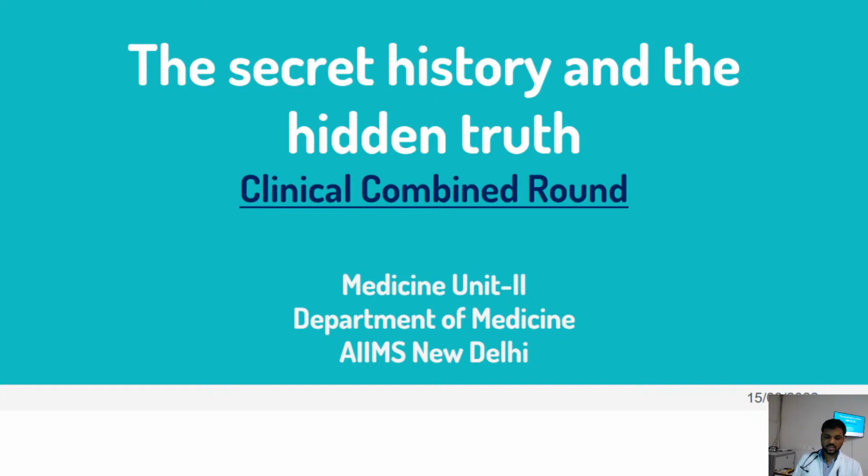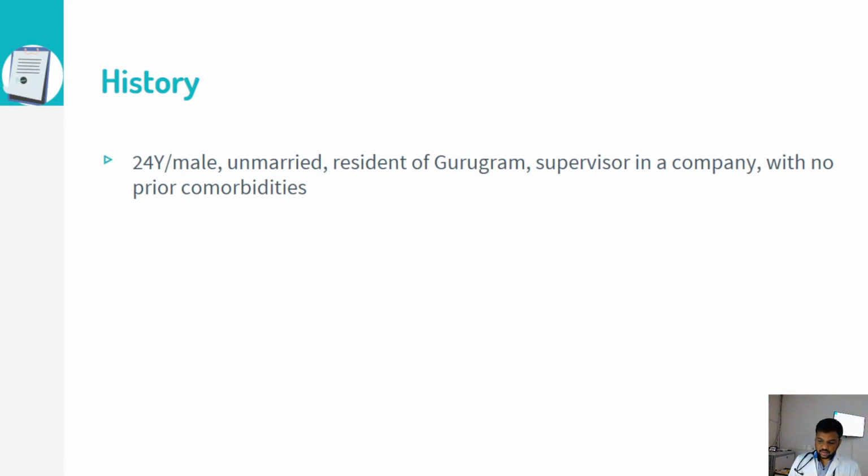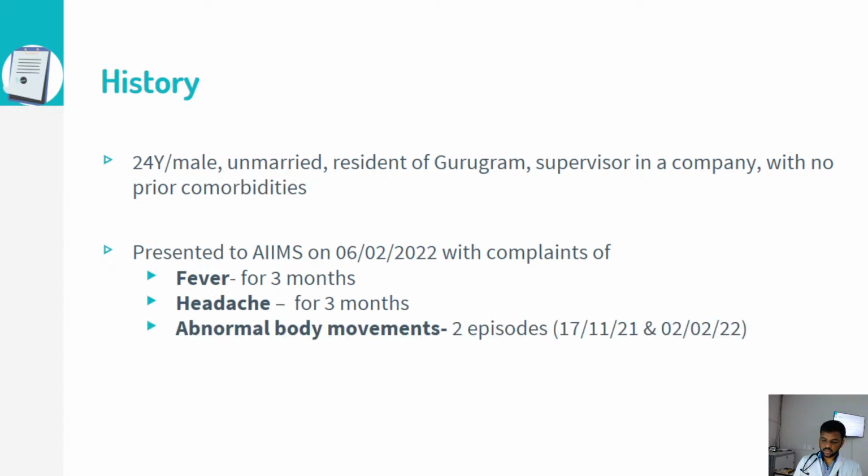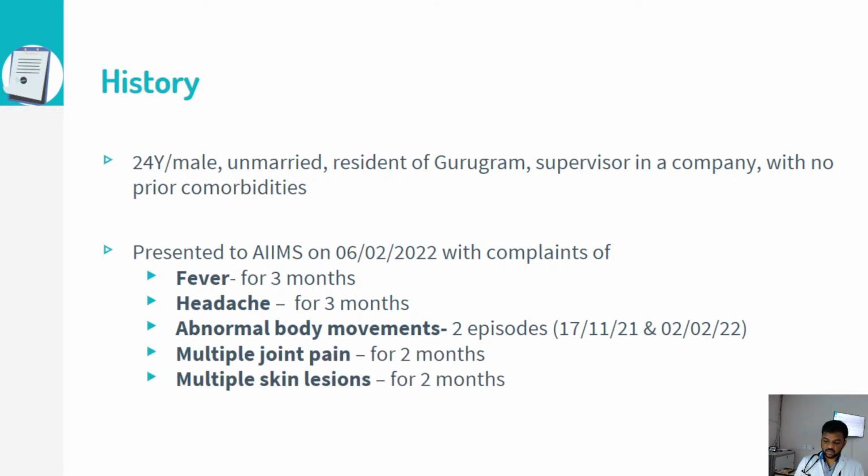Respected faculty members and my dear colleagues, myself Dr. Vaidyanath, I'll be discussing the case followed by discussion by Dr. Adarsh. So, here is a 24-year-old male, unmarried, resident of Gurugram, supervisor in a company with no prior comorbidities, presented to AIIMS on 6th of Feb with complaint of fever for 3 months, headache for 3 months, abnormal body movement, which was 2 episodes, first one in November and second one in February, with multiple joint pains for 2 months and multiple skin lesions for 2 months, and generalized weakness in the course of illness for 2 months.